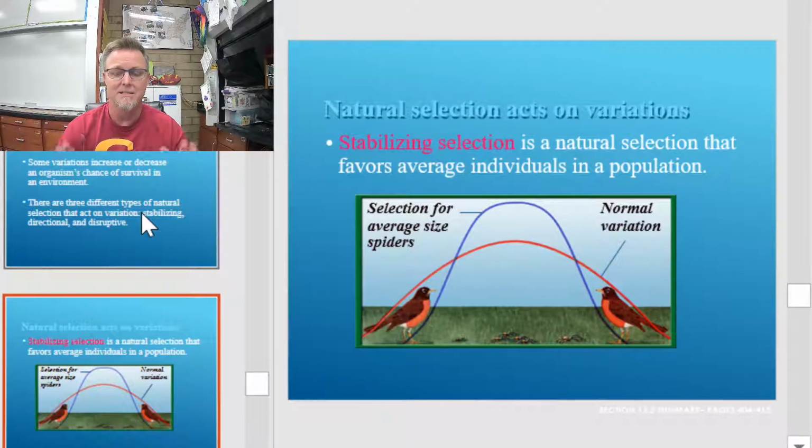Well, stabilizing selection is selection for the average size spider in this picture. If you're too big, then birds can easily see you, pick you off, and eat you. If you're too small, maybe you have a hard time finding food and catching it because you're an itty bitty spider that went up the water spout. That's a different story. Anyways, if you're medium sized, you're right in the middle, not too big, not too small, and there you go, right? So there's favoritism for that average size individual.